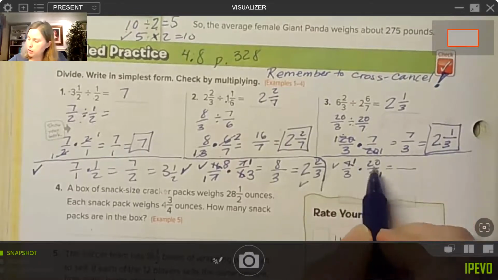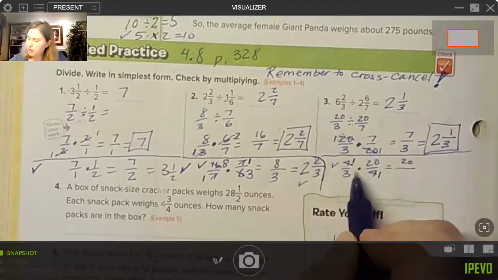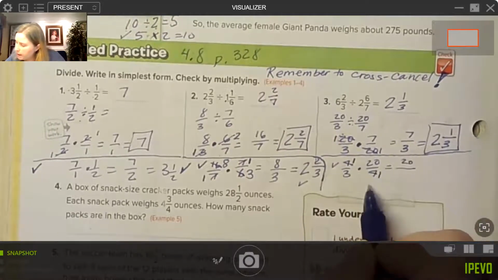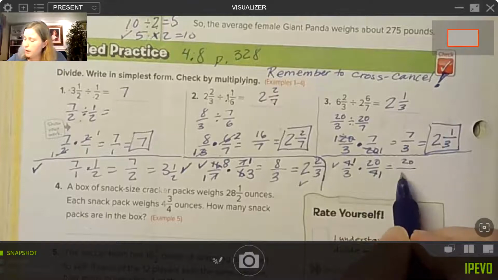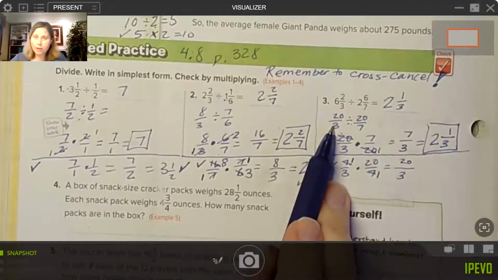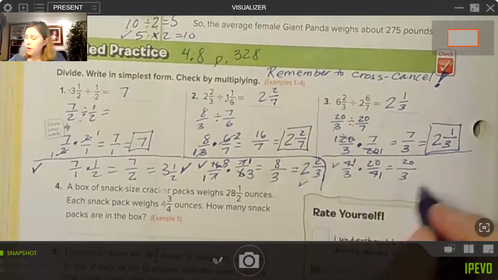Numerator times numerator is 20. Denominator times denominator is 3. So I have 20/3, which I recognize from right here. Okay, so I know that checked out fine, but I'm just going to go ahead and show that.